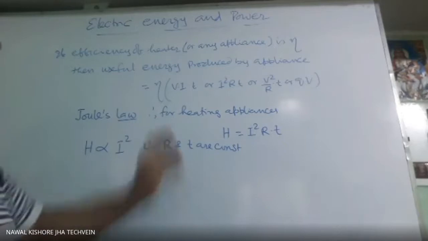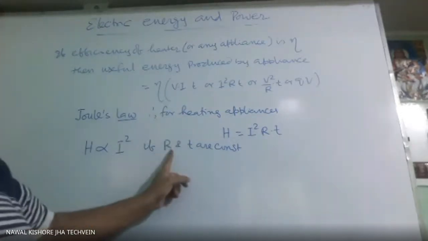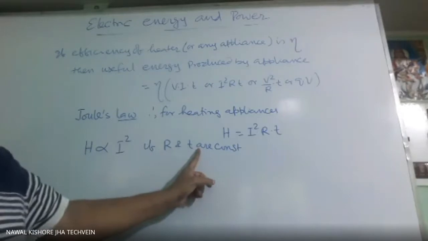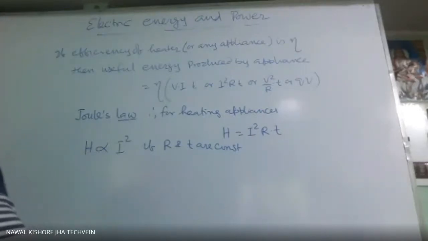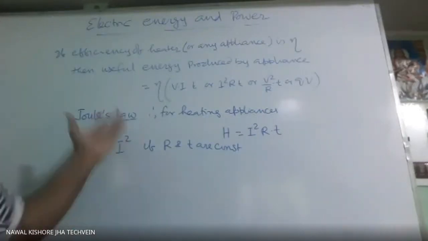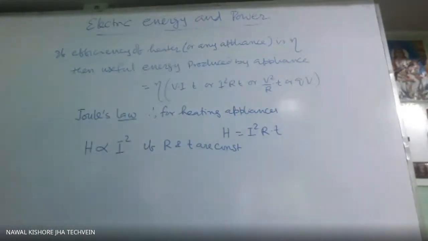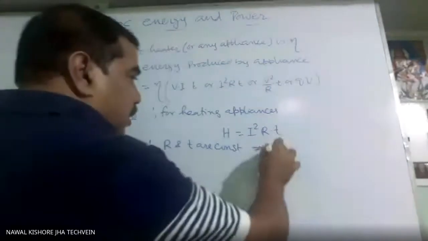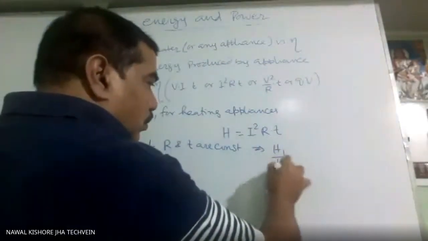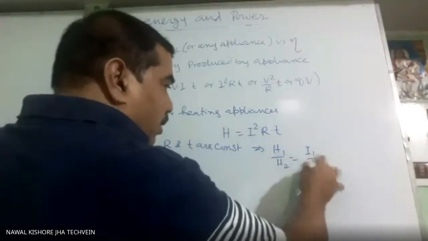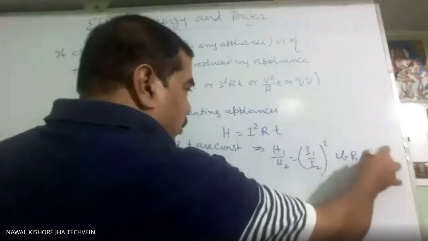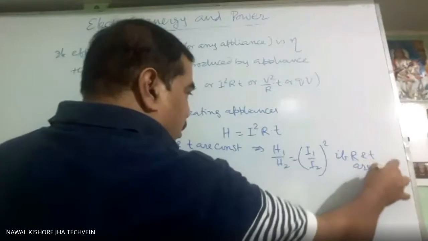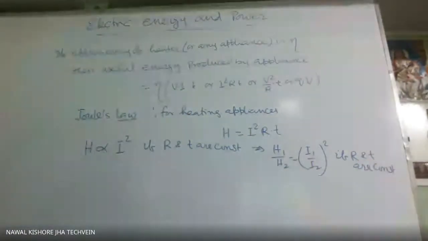That is, if the same current is passed, with no change in the resistance and time, we are changing the current only through the heater, then how much heat will be produced will depend on the current. If current is doubled, the heat produced will also be doubled. So from here we get H1 by H2 equals I1 by I2 whole square, provided R and T are constant. As a law, you will not be asked; State Joule's law will not be asked.